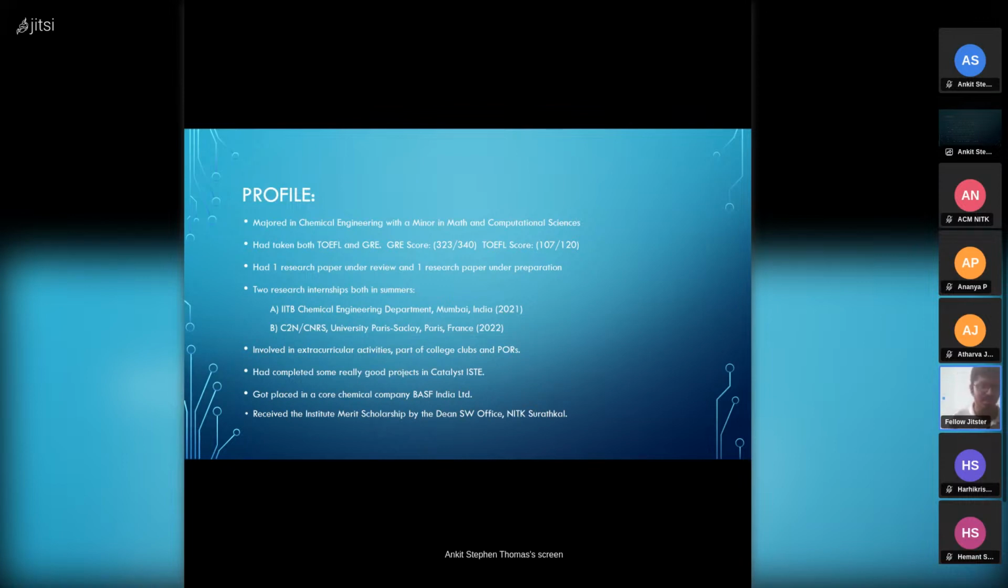This was after my second year when I decided to delve into the path of research. And the other internship that I did was after my third year in the summer break at the C2N CNRS lab in University Paris Saclay in France.